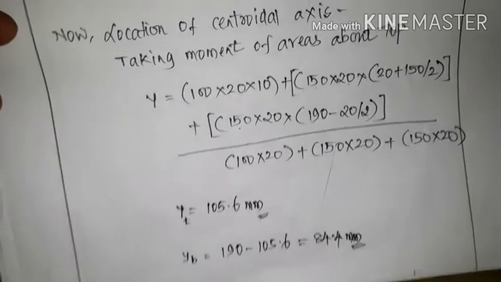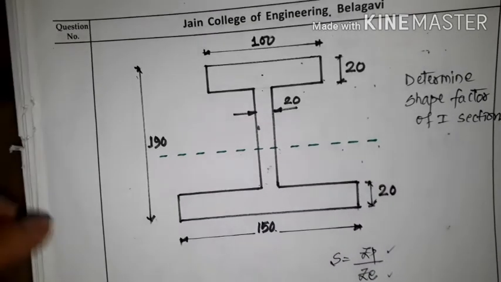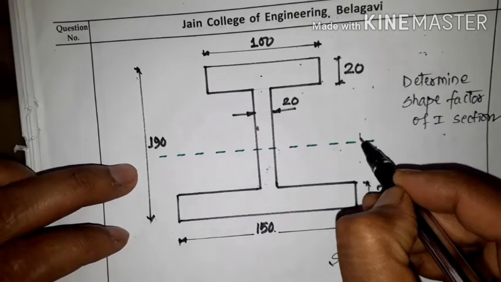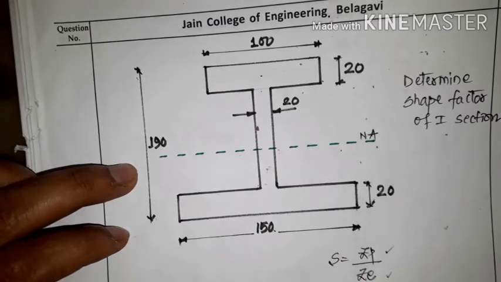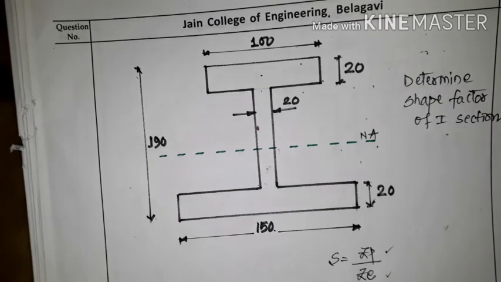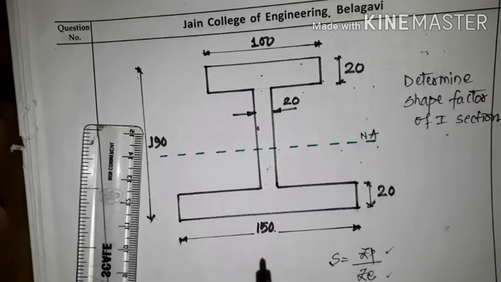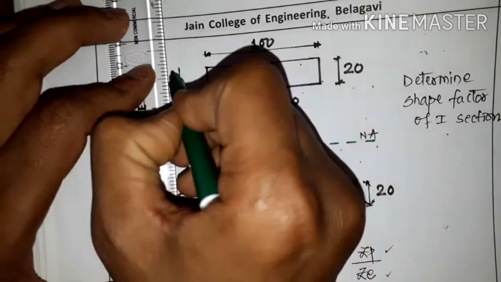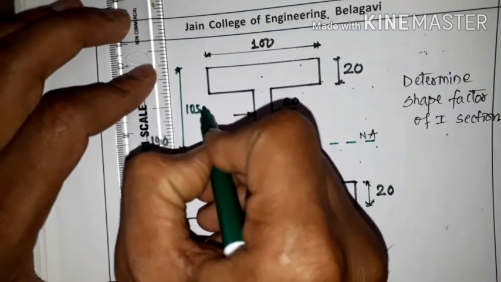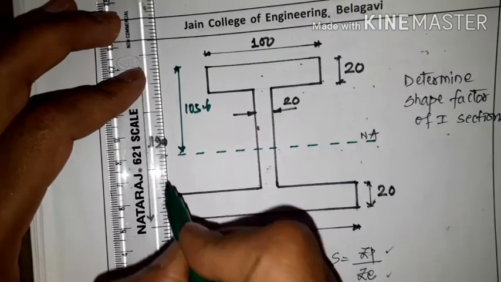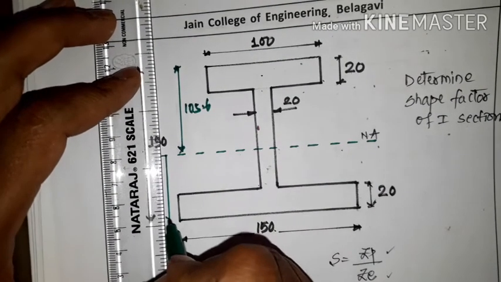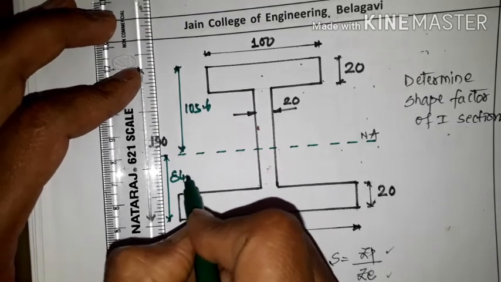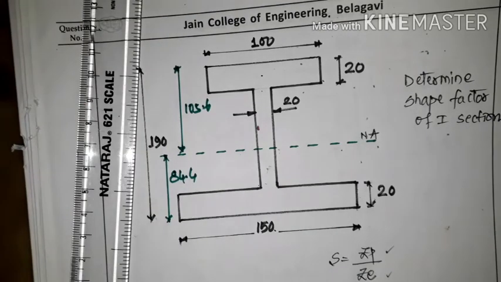So just we will locate it here now. This is our neutral axis, and the distance of the neutral axis from the top fiber and bottom fiber, yt and yb, we have calculated. This we have got as 105.6, and from the bottom we got 84.4.